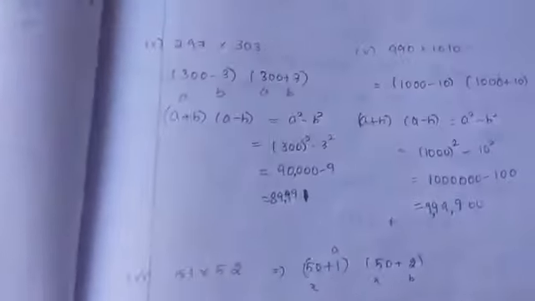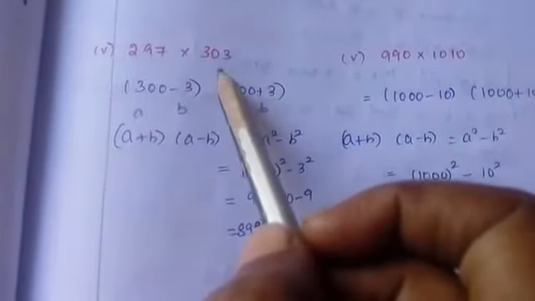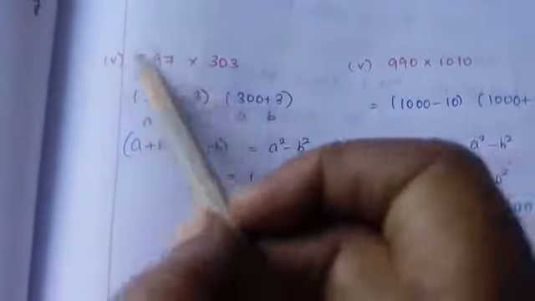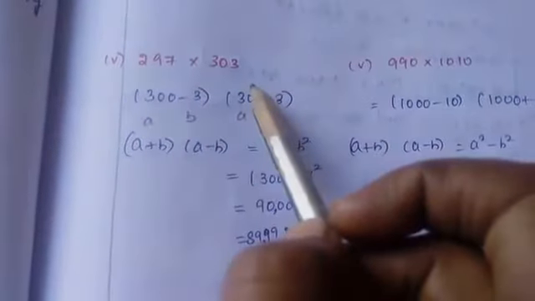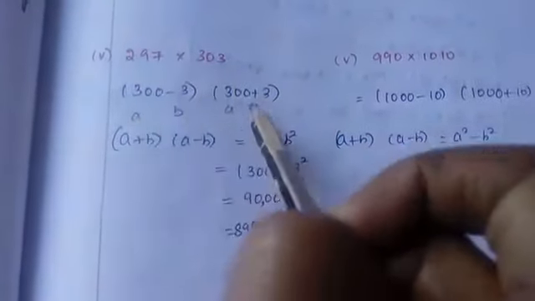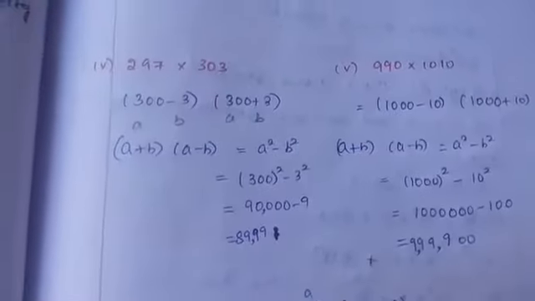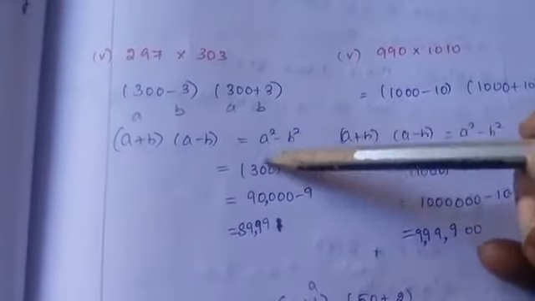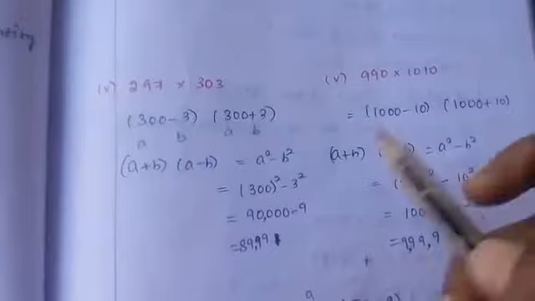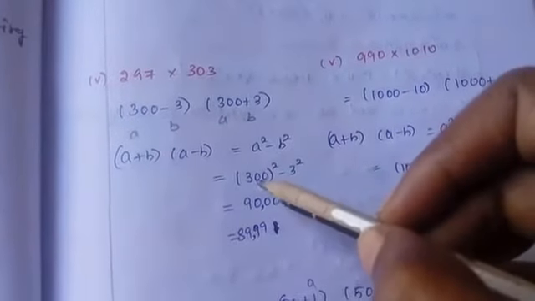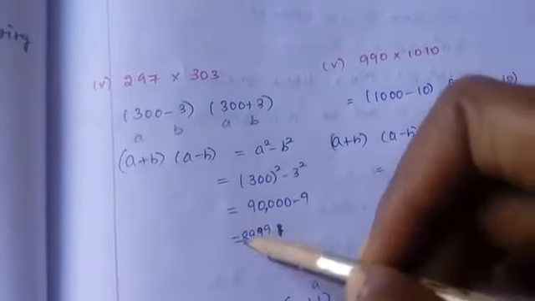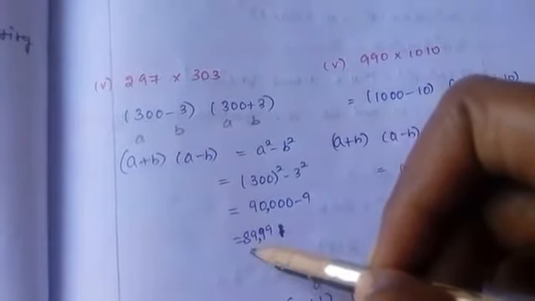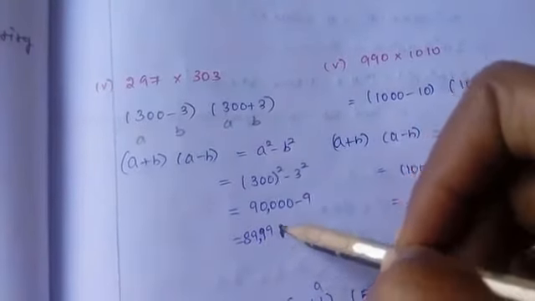And next sum, 297 into 303. It can be written using nearby 300 value. Here 300 minus 3, here 300 plus 3. (a minus b) into (a plus b). What's the formula for (a minus b) into (a plus b)? A square minus b square. 300 squared minus 3 squared. 300 squared here 90,000 and then 3 squared 9. Final answer is 89,991.